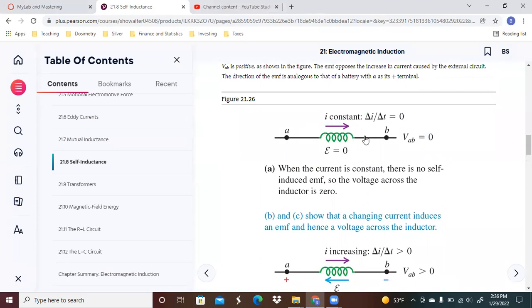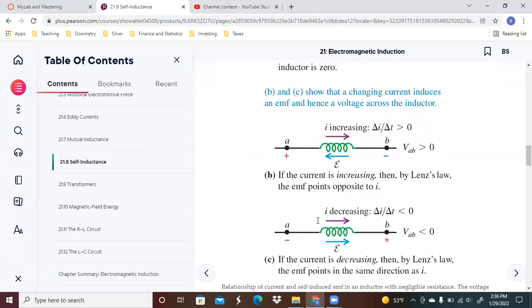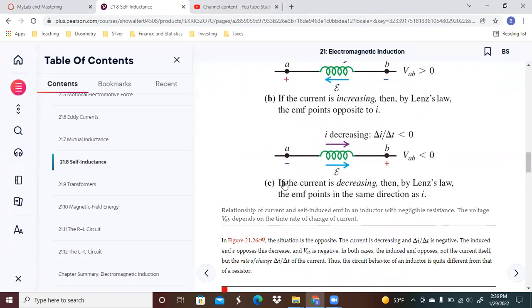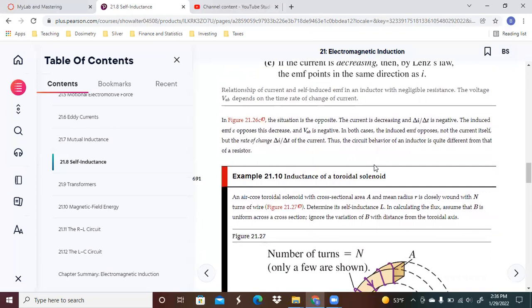Okay, so we got that constant. We've got this. That is B. So for part C here, if the current is decreasing, then by Lenz's law, the EMF points in the same direction as the current in order to continue to boost that particular voltage. It doesn't like to see the change. Again, this is nature wanting to keep things the same.